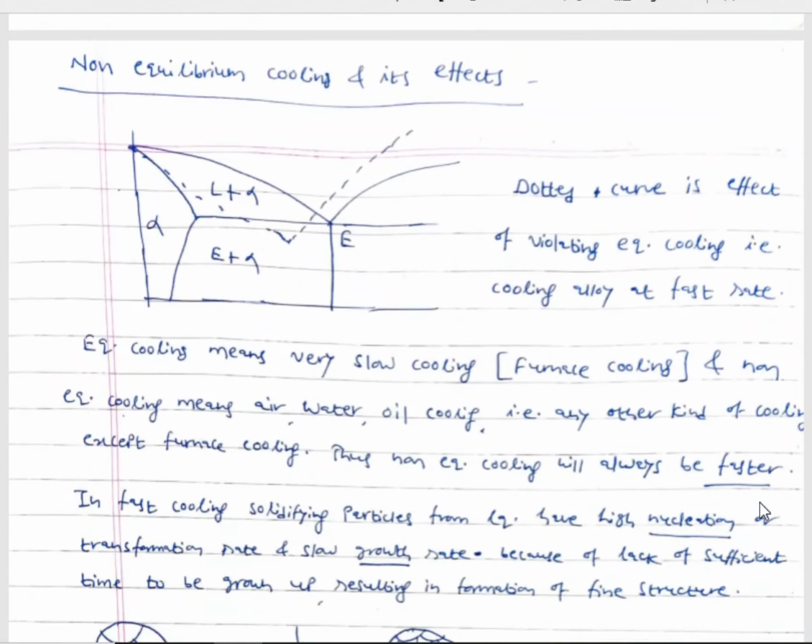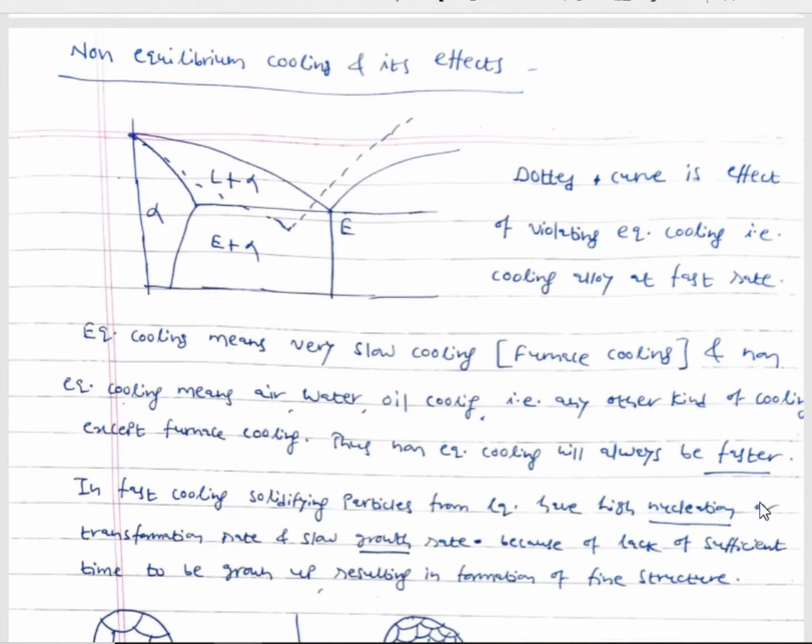Now about non-equilibrium cooling and its effects. The dotted curve is the effect of violating equilibrium cooling, that is, cooling the alloy at a fast rate. Equilibrium cooling means very slow cooling, furnace cooling. And non-equilibrium cooling means as soon as you take it out of the furnace and cool it in the open atmosphere or in water or in oil, then it is called non-equilibrium cooling.